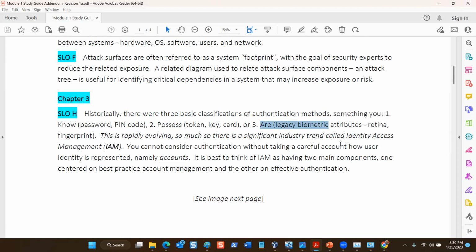One thing to understand is that identity access management is becoming so big and growing so fast, it's really hard to keep up with all the different ways that you can authenticate now. But it's best to think about identity and account management as having two main components, one centered around the practice of account management and the other on effective authentication, right? Those two pieces are what are needed in order to verify your identity. The other part of this is access. The thing that I want you to understand is it's not identity account management, it's identity access management.